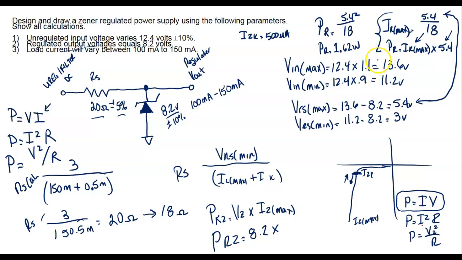And so this formula works. Or I could use this formula right here where it's equal to V squared over R. I take the maximum voltage that it's going to drop, so that's when the power would be, and then I square that, and then I divide it by the size of the resistor. And you should come up with the same value. Does that make sense?